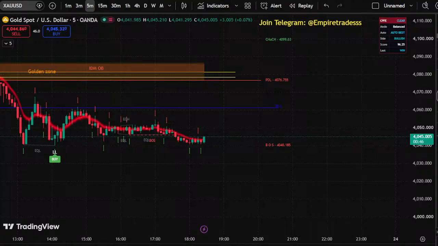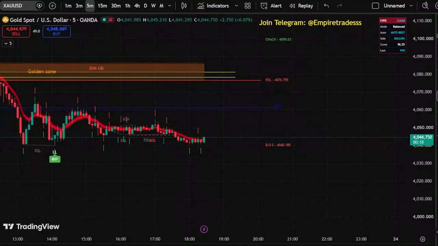7. Use limit orders. Consider using limit orders to set your entry point at a specific price level. This allows you to enter the market at your desired price without needing to constantly monitor the charts. Limit orders can be particularly useful when targeting entries at key support or resistance levels.